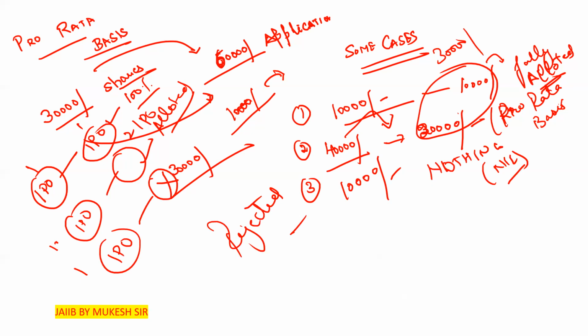Now I hope you are able to understand the meaning of the pro rata basis. Please tell me, what is the meaning of the pro rata basis? Some get all that they applied for, which is known as fully allotted. Second, some applied for more but will get less, which is known as pro rata basis. And some applied but will not get any shares, and their application is going to be rejected. Please tell me now if you have any doubt or query up to this point.